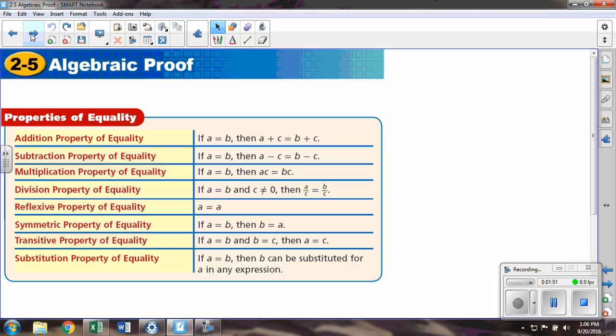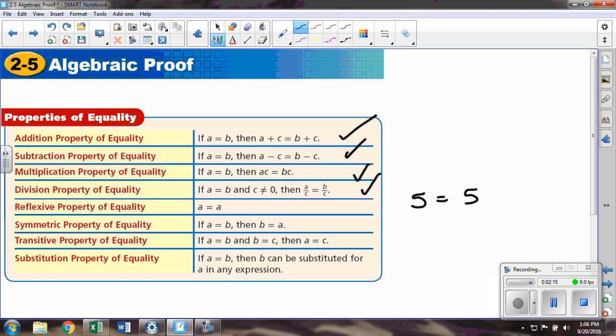Just as a quick review, if you add on both sides, it's the addition property of equality. Subtract, multiply, and divide. Basically, you have the collective golden rule of algebra: whatever you do to one side of an equation, you have to do to the other. We also have the reflexive property. The reflexive property, quite simply, says 5 is equal to 5, and we can say that whenever we want. 20 equals 20. A number will always equal itself.